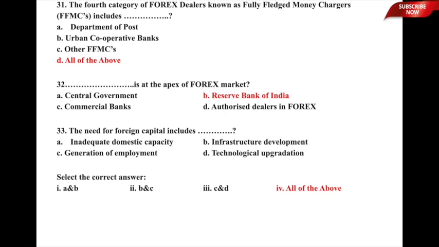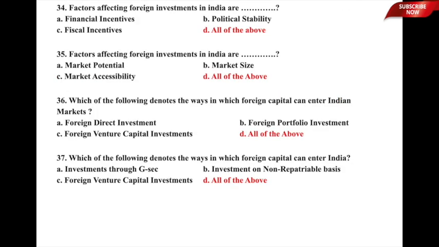When there is inadequate domestic capacity, we need foreign capital. When we have to engage in infrastructural development, we need foreign capital. In case of generation of employment, we really need that, and technological upgradation as well. So option D or option 4, all of the above, is the correct answer. Let us now move to question number 34.